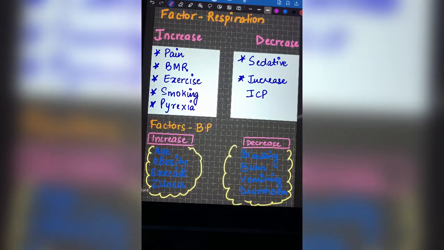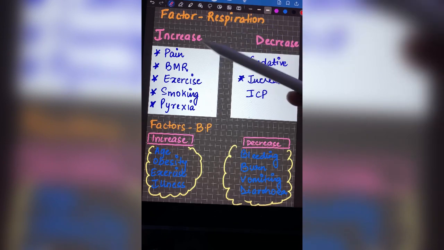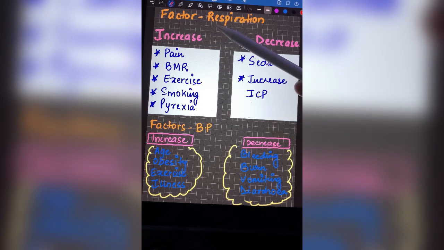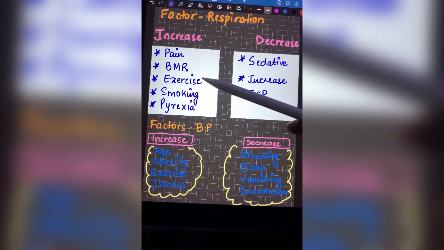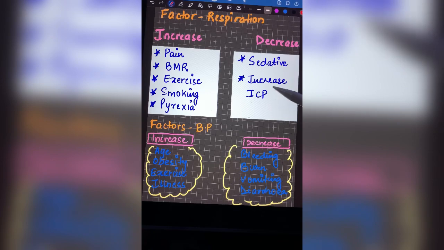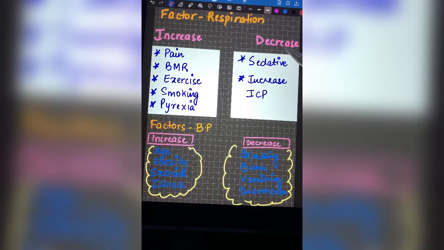If we talk about respiration, I have divided the factors into increasing and decreasing. Because of pain, respiration increases. Because of basal metabolic rate, respiration increases. Because of exercise, in order to get more oxygen, respiration increases. Because of smoking and pyrexia, respiration increases. If we talk about the decrease, if the patient is on a sedative, respiration decreases because these drugs work directly on your CNS. Your respiratory center is situated in the brain. Because of increased ICP, again respiration decreases.